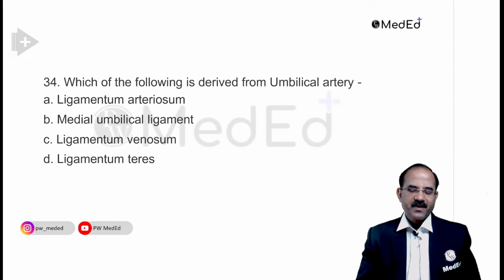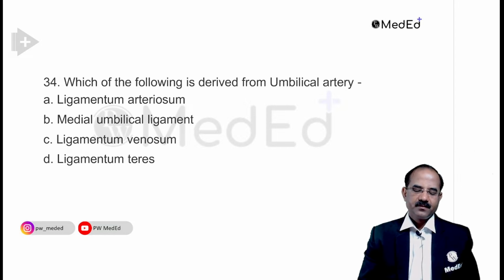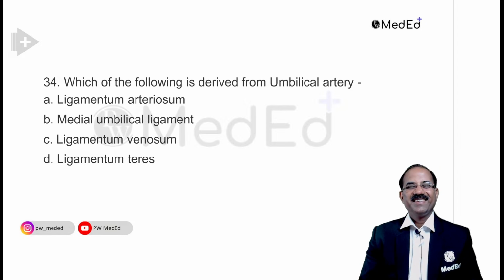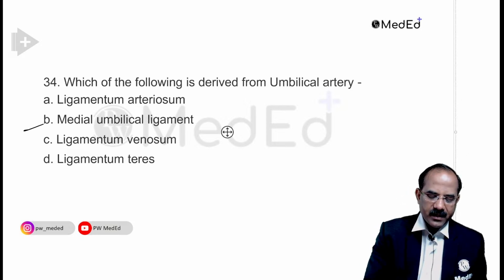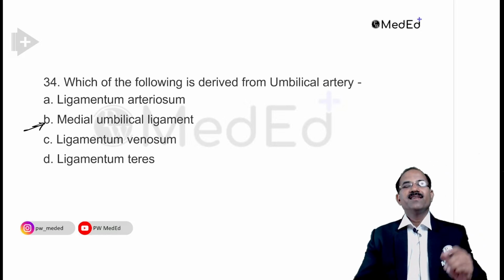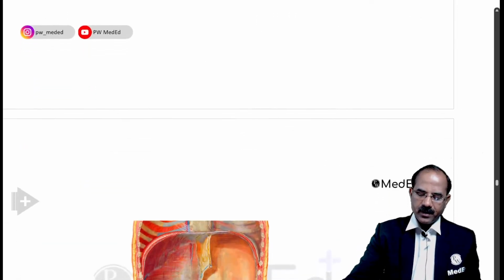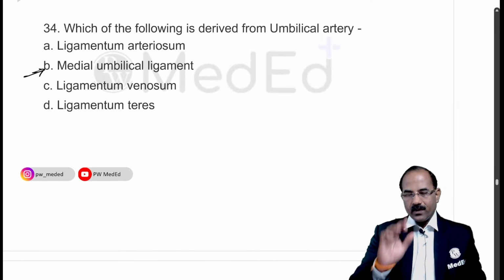What is the answer? Which of the following is derived from the umbilical artery? Any guesses? Answer is the medial umbilical ligament.